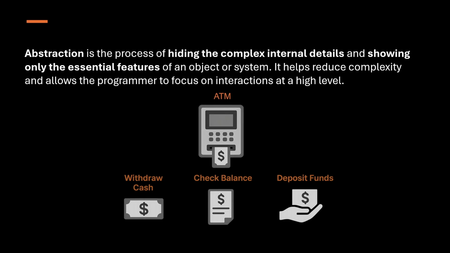All you care about is pressing a few buttons and getting the job done. This is exactly what abstraction is in programming. It helps reduce complexity and allows developers to focus on interactions at a higher level without getting bogged down by unnecessary details. So whenever you interact with a system that seems simple on the surface, but you know there's a lot happening in the background, that is abstraction in action.